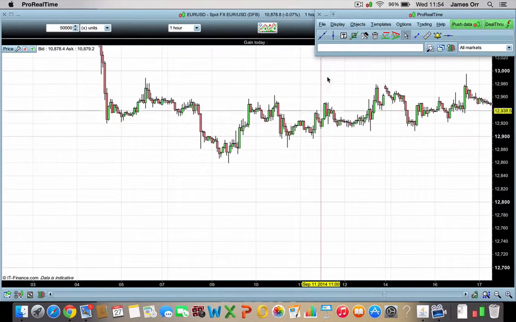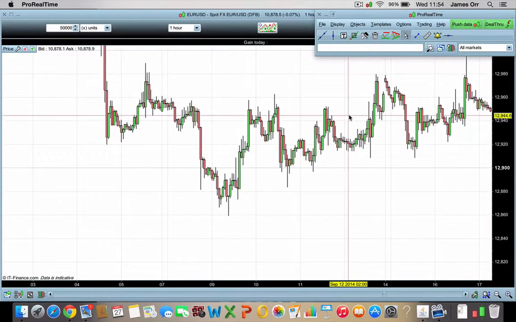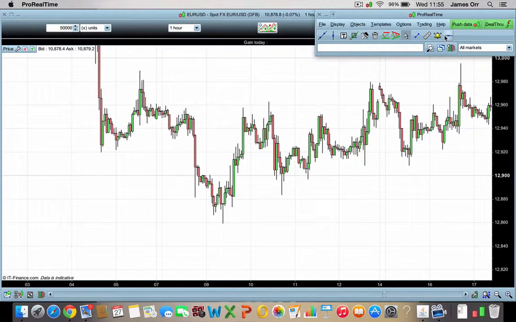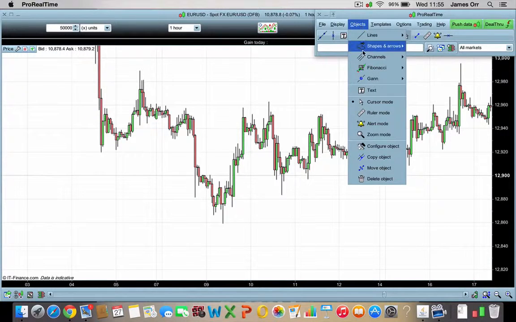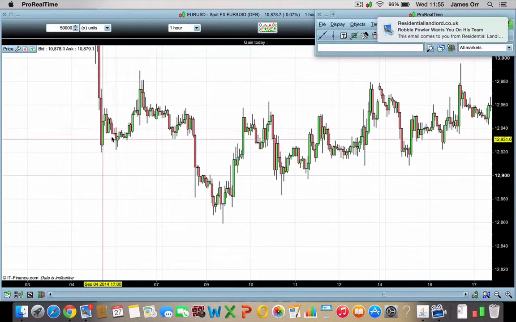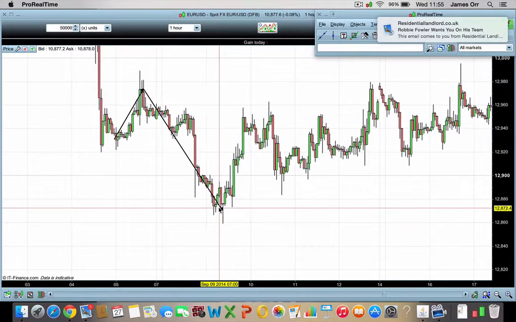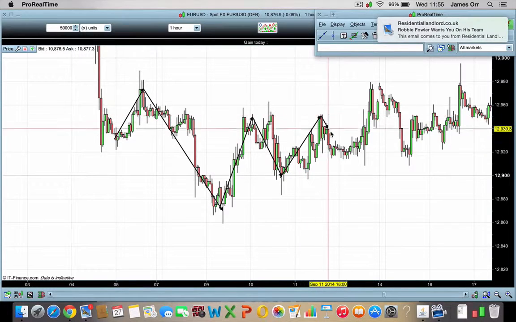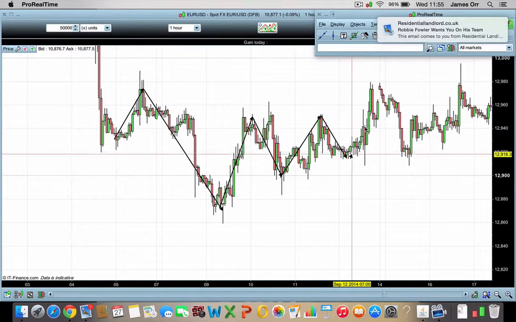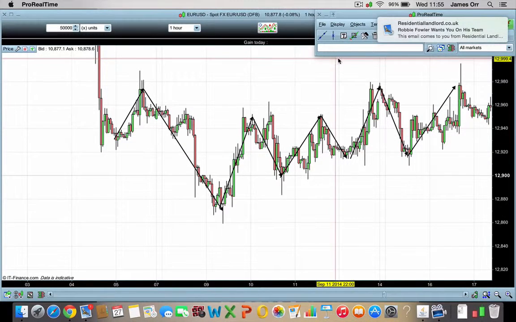If I drop down onto the hourly chart, this is still Euro US dollar. I just want to show you that it works on all time frames. So if we look here, you can see the market is moving up here. Pushing down here, up here, down, up, down, and you can see it's moving in these triangles. This is how the market moves, up and down and up and down. It never just moves straight across.